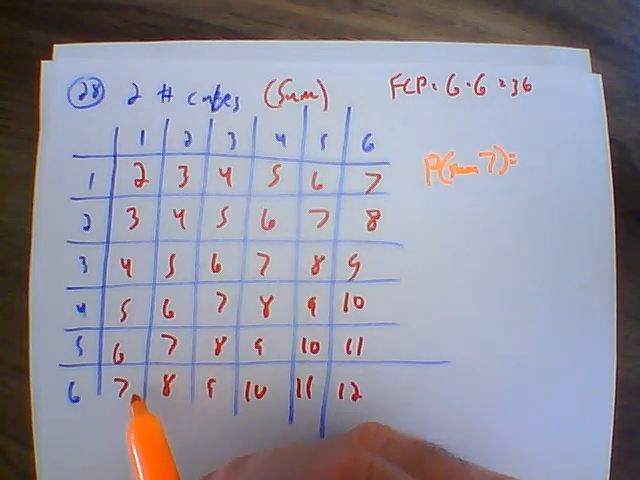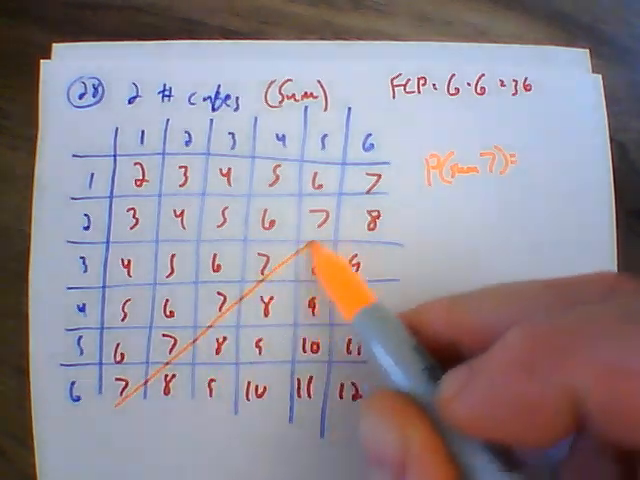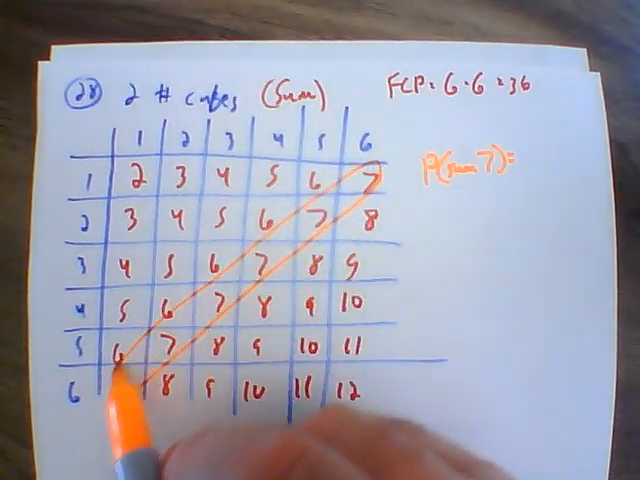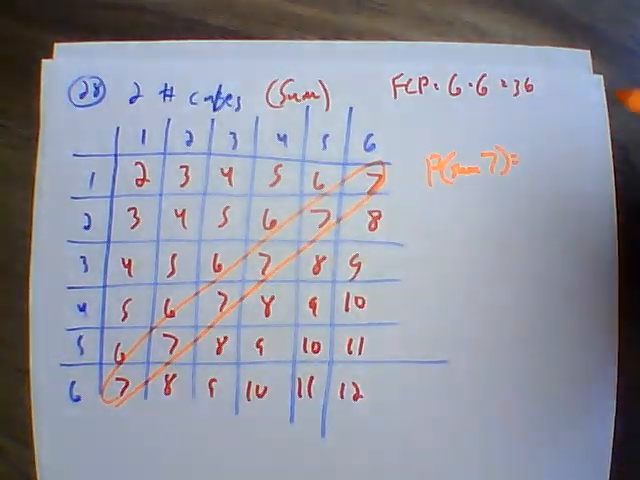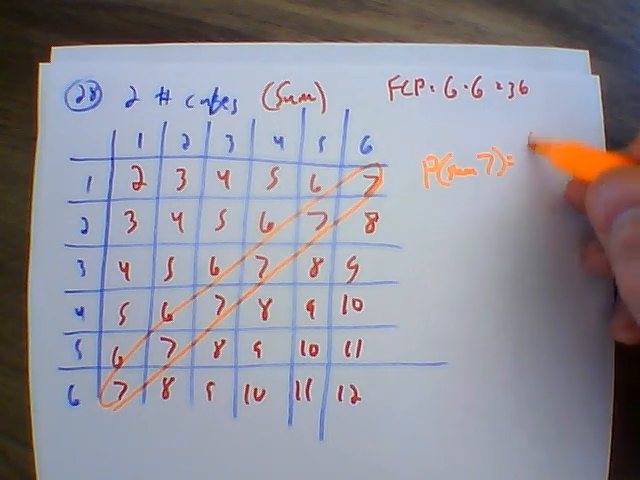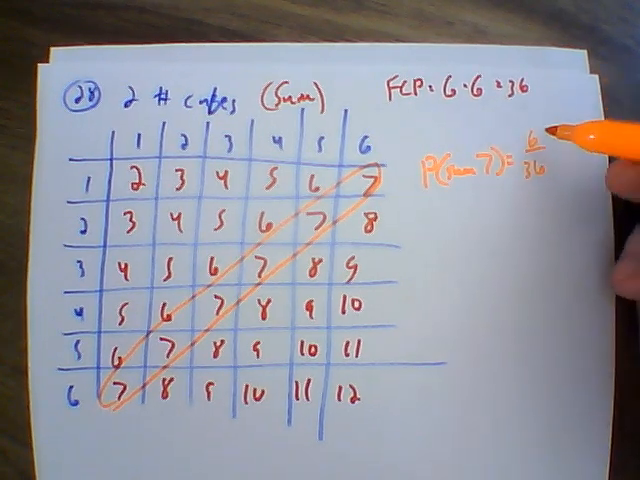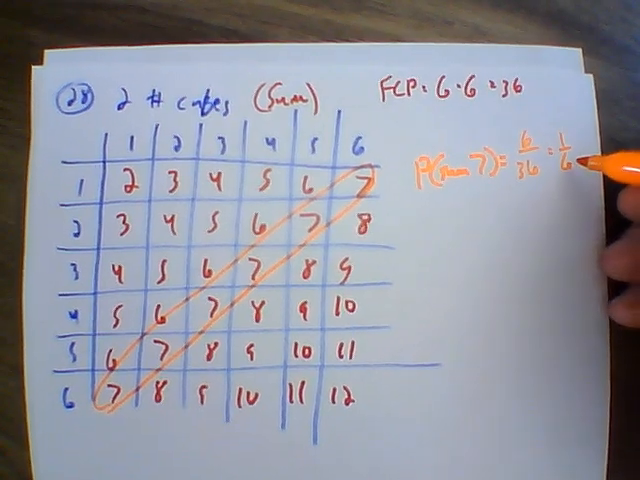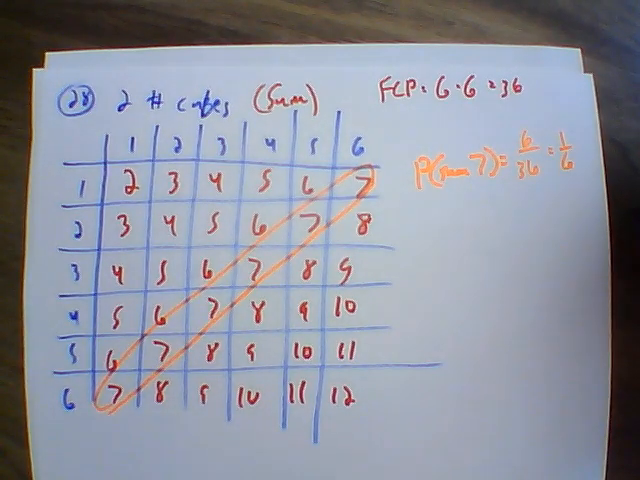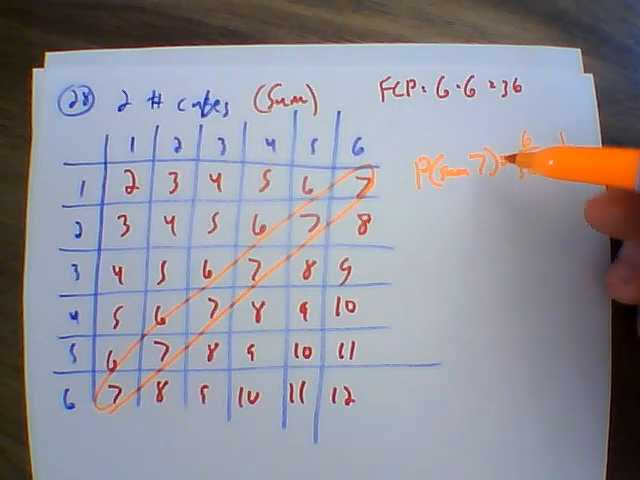If we consider what's happening here, notice this diagonal right here. These are all our 7s. We have 1, 2, 3, 4, 5, 6 different ways to roll a 7. So 6 out of 36 is 1/6. So we have a 1/6 probability of rolling a sum of 7.